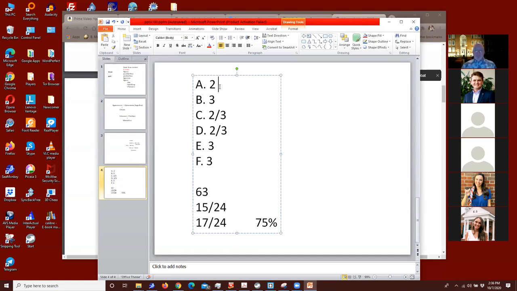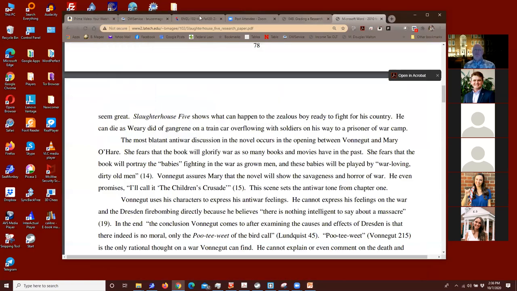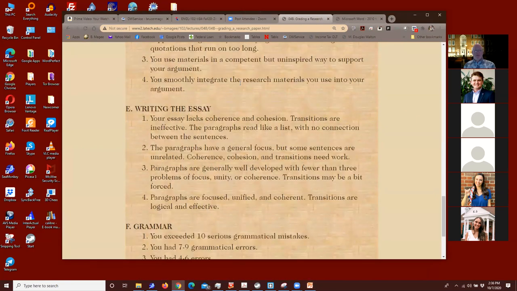The last two things, one of them would be grammar. What's the other one? Writing, let's go over that. Paragraphs are focused, unified, and coherent. Transitions are logical and effective. So that means that your paragraph makes sense. Like I was just saying, you have to argue well. You're not just dropping in quotes, but they have to be set. It's like having a diamond in a box versus a diamond on a necklace or a ring. There has to be a setting for it. And it has to all fit together in an aesthetic way. I'll use the word aesthetic. Any more questions?